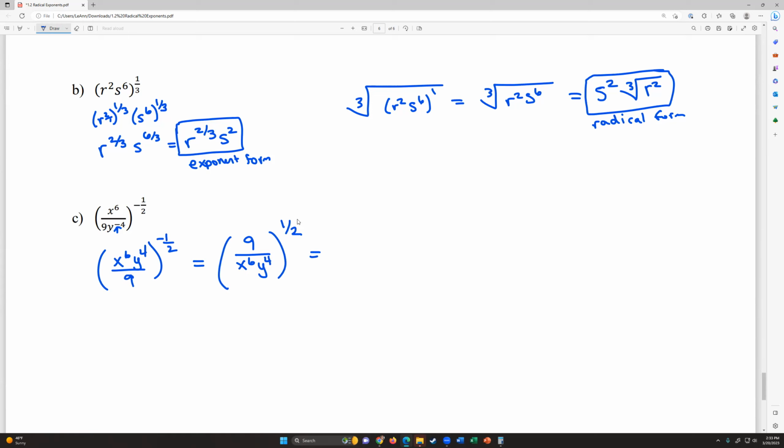And then we're going to take this is going to be square root of everything. So square root of 9 to the 1st, square root of x to the 6th to the 1st, because that's a 1 on top of that, and square root of y to the 4th to the 1st, which is still going to be y to the 4th. That's going to be 3. This is, remember, looking for groups of 2. So there are 3 groups of 2 in 6 and 2 groups of 2 in y to the 4th. So there's my final answer for that one.